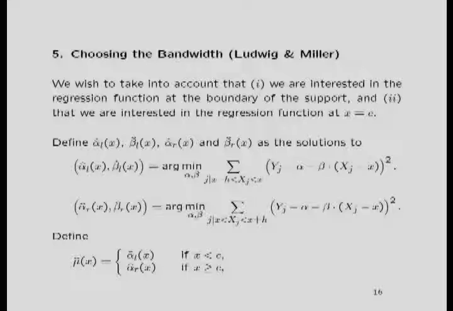Next thing I want to spend a little bit of time on is choosing the bandwidth. Partly this follows a working paper by Ludwig and Miller. There's a very large literature in general on choosing bandwidth in non-parametric regression, but there are two things here that are different. One is we're interested in the regression function at the boundary of the support, and almost all the results are for the interior. The second thing is that we're interested in the regression function at a point rather than fitting a regression function everywhere.